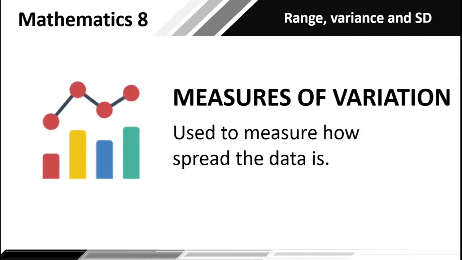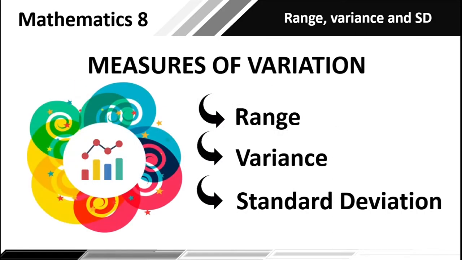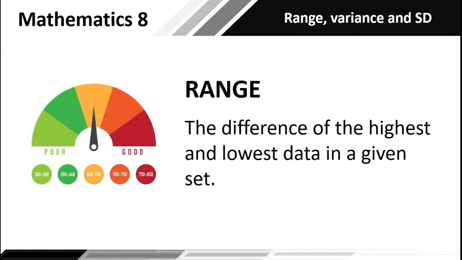When we say measures of variability or measures of variation, it is used to measure how spread out the data is. In this particular topic, we are looking at how far our raw data is from the mean and how spread out our data is. There are three components of measures of variation. The first one is range, second is variance, and lastly our standard deviation. When we say range, this is the difference between the highest and lowest data in a given set.